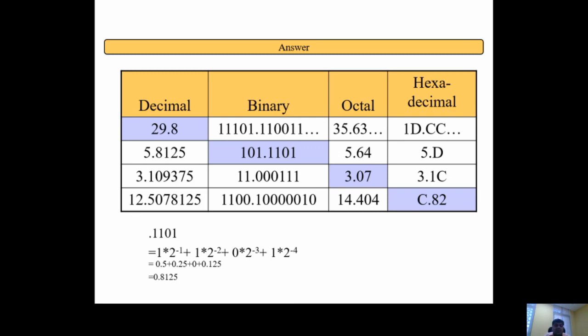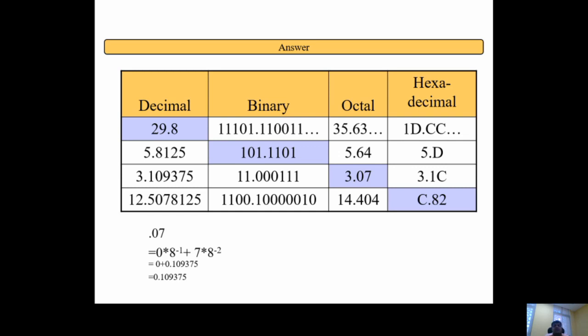Now we convert octal number 3.07 into decimal, binary and hexadecimal number. The decimal number corresponding to octal 3 remains 3, and 0 will be multiplied by 8 to the power minus 1 and 7 will be multiplied by 8 to the power minus 2, and we add these numbers. 0 into 8 to the power minus 1 is 0 and 7 into 8 to the power minus 2 is 7 upon 64, that is 0.109375. So the answer will be 3.109375.